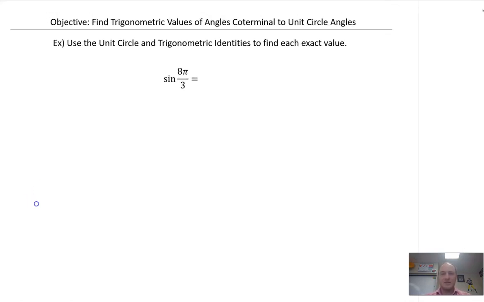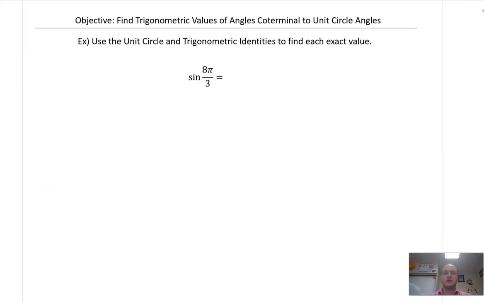And here's our first example. We're asked to use the unit circle and trigonometric identities to find each exact value. So step 1, and I'm going to follow what's been outlined for us in our notes, is I need to know where 8 pi over 3 is, or what's coterminal with it. So I'm just going to subtract 2 pi, which is what we did in our last lesson, right? I take 8 pi over 3 and I subtract 6 pi over 3. I need to convert that. So this is coterminal with 2 pi over 3.